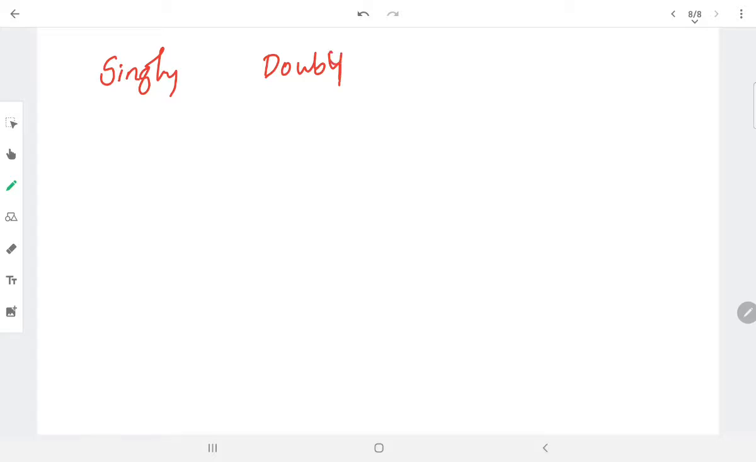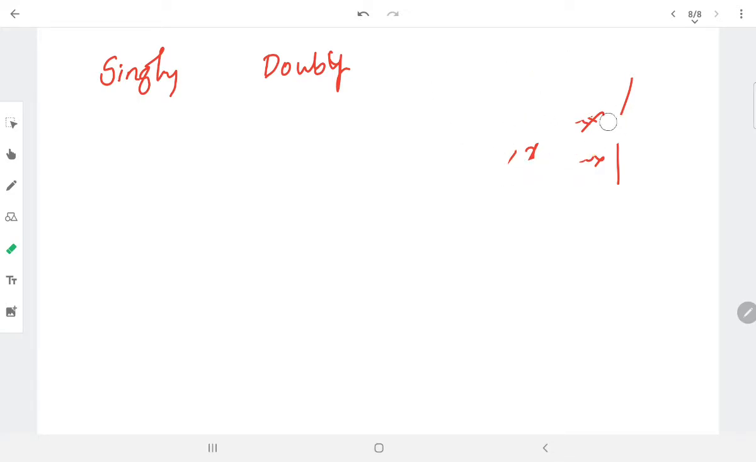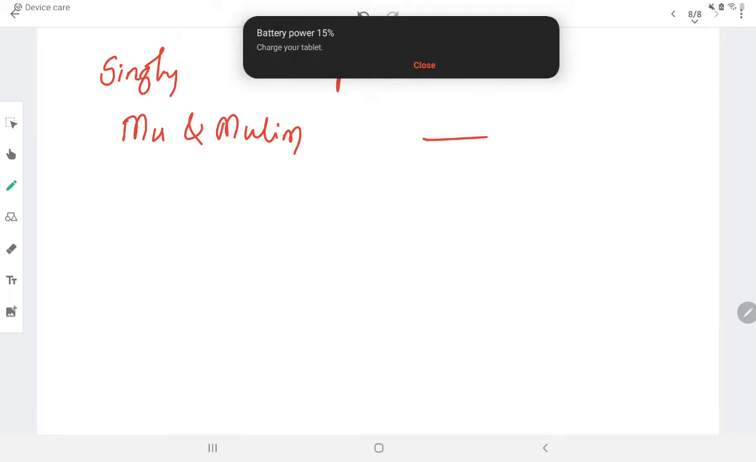As we have discussed in the previous sessions, xu less than xu max, xu equal to xu max, and xu greater than xu max. These are the maximum neutral axis and actual neutral axis depths. While differentiating singly and doubly, we'll be concentrating on Mu and Mu limit. Actually, we have seen the strain diagrams.